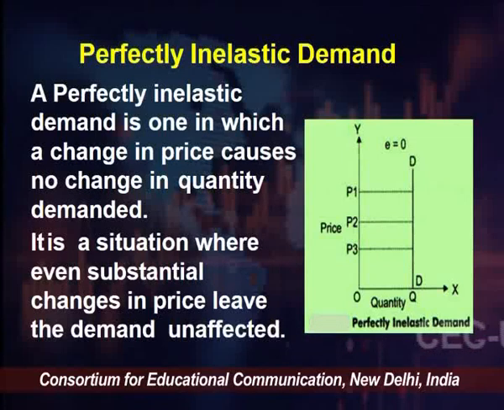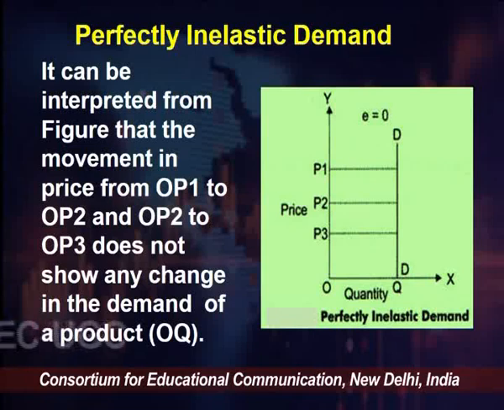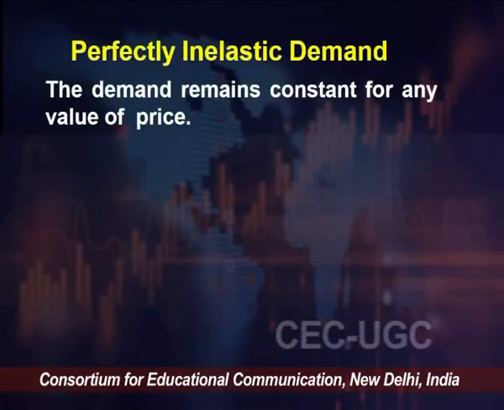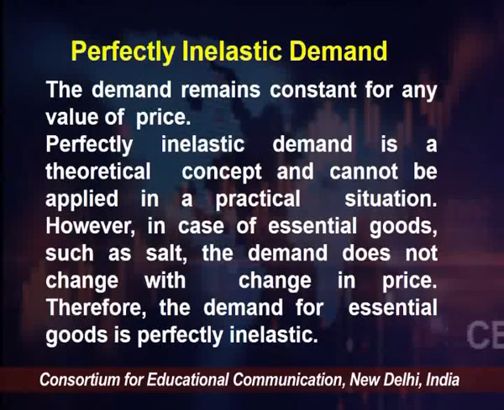You can see that when price is P3, demand is OQ. If price rises to P2, then also demand is OQ, or when price rises to P1, then also demand is OQ. So demand remains the same whether price increases or decreases. That is known as perfectly inelastic demand. Again, it is parallel to the y-axis and will not change, so here elasticity of demand is equal to 0. In perfectly inelastic demand, demand remains constant for any value of price.